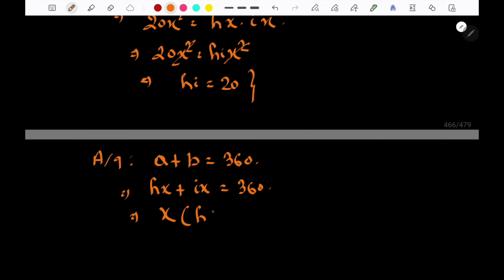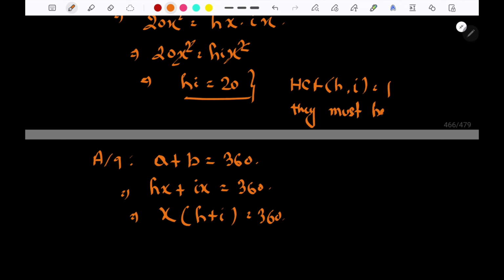So therefore, if I take x common, h plus i is equal to 360. Now, how do we find the value? Again, this is important. We know that hi is equal to 20. That is given. Now, please remember another thing, that HCF of h comma i must be equal to 1. Why? They must be co-prime. They must be co-prime. Okay.